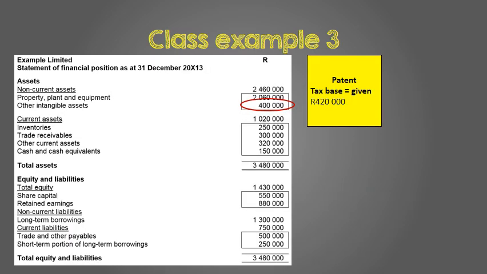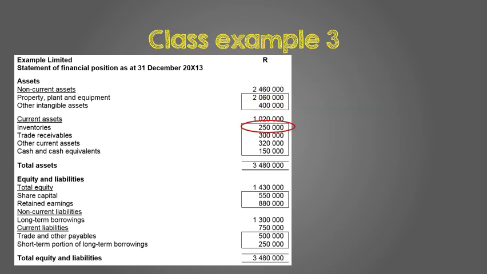The other intangible asset is a patent. Now we have been given the tax base for this patent as 420,000.